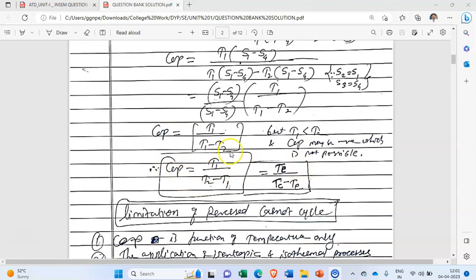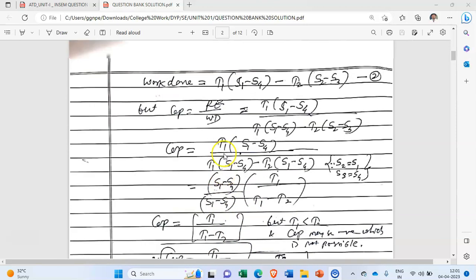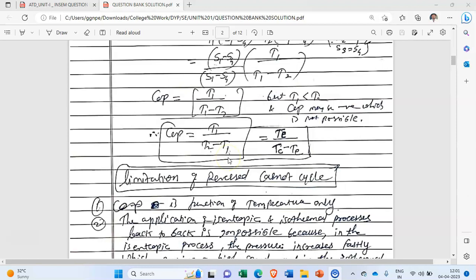If you derive this for a refrigerator, that is also sufficient. If you want to derive it for a heat pump, you can also derive it. But at least one derivation is needed to get the full marks. So that is nothing but T upon Tc minus T.